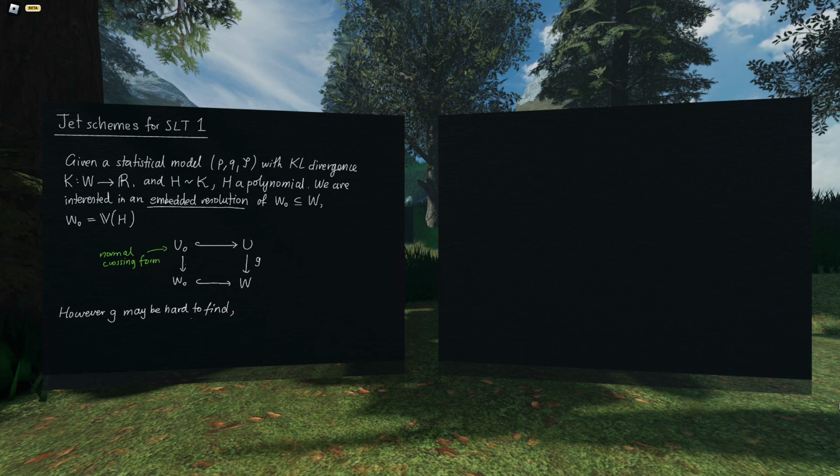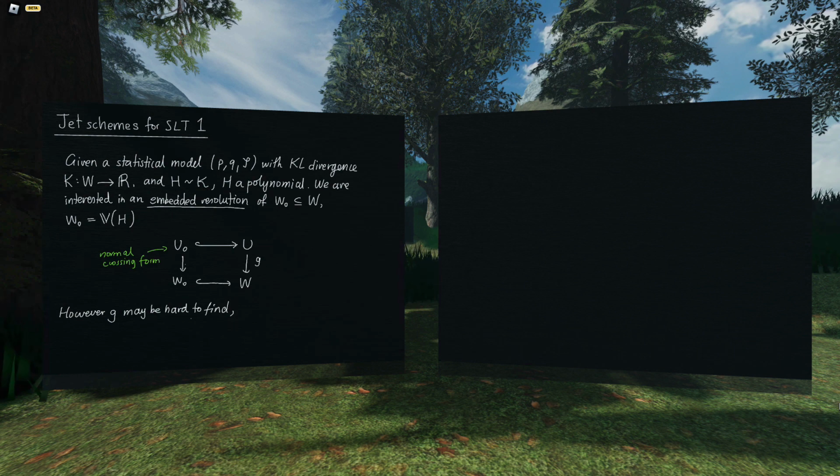There's a second problem which we haven't spent a lot of time talking about. If you've read through the Grey Book, you know that an embedded resolution is not unique. There are many embedded resolutions which are in some essential way different. Now, you can compute the RLCT using any of them. The RLCT is an invariant. It's independent of the choice of resolution. So you just find one.